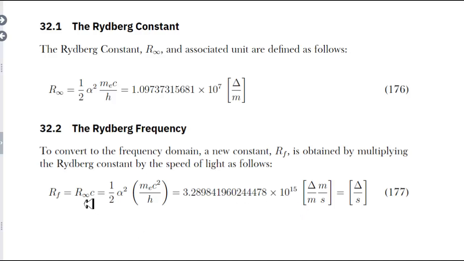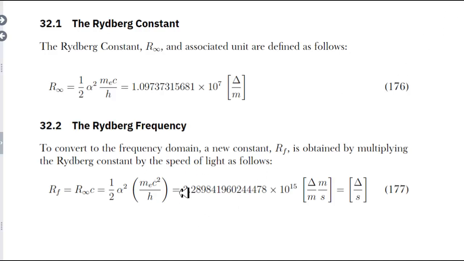The units of the Rydberg constant are cycles per meter. The units of the speed of light are meters per second. You can see that the meters cancel and you end up with cycles per second. So now we have a constant of nature, the Rydberg frequency, in terms of frequency. So it has the units of frequency.